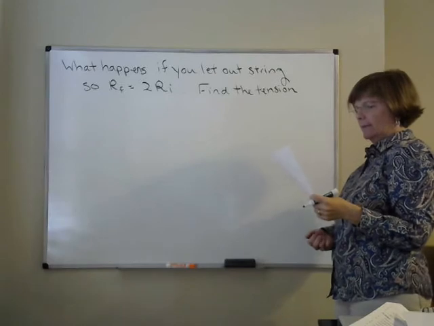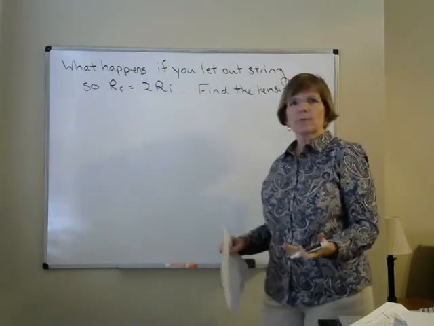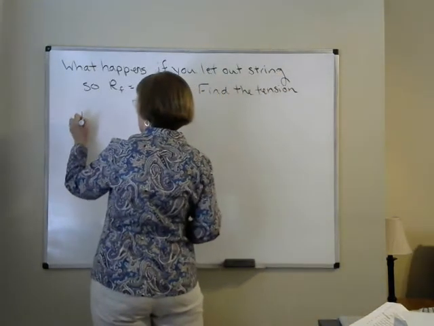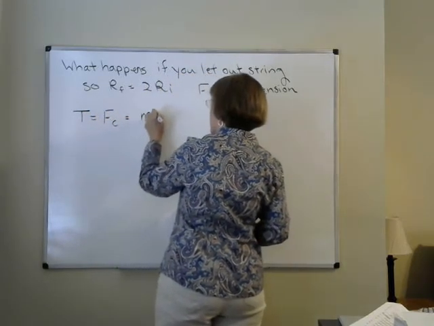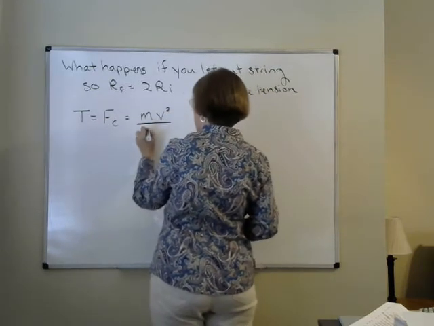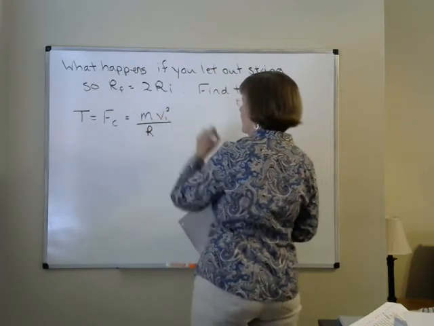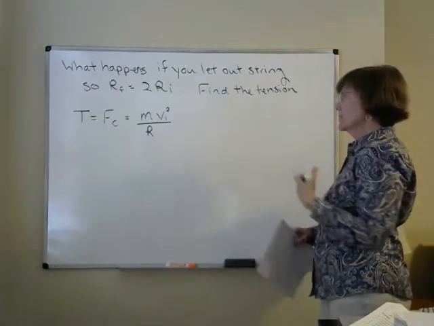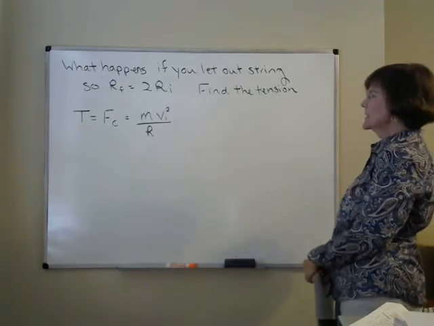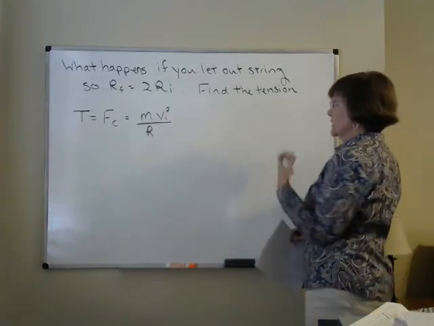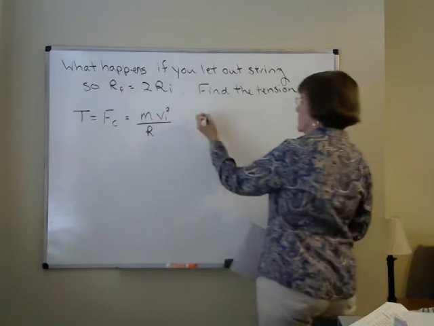Let's think about it. Well, we know that the tension in this case provides the centripetal force. And centripetal force, of course, is mv squared over r. So this would be, put an i there. That's the initial tension. The question really wants to know what happens to this tension if you double the length of the string. So let's think about that. If I double the length of the string, let's go back and use our conservation of angular momentum.